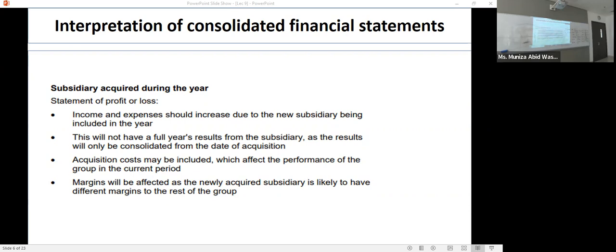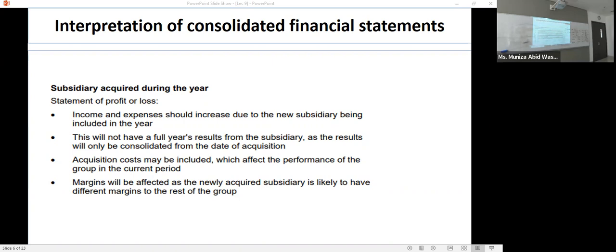So if there is a subsidiary given in the examination question, then you have to apply the principles of consolidation as well. Do not worry, because we are yet to learn about consolidation in detail. In F7, we have consolidation to be discussed in detail. After that, you will know how we are going to apply the principles of subsidiaries in order to interpret the consolidated financial statements.